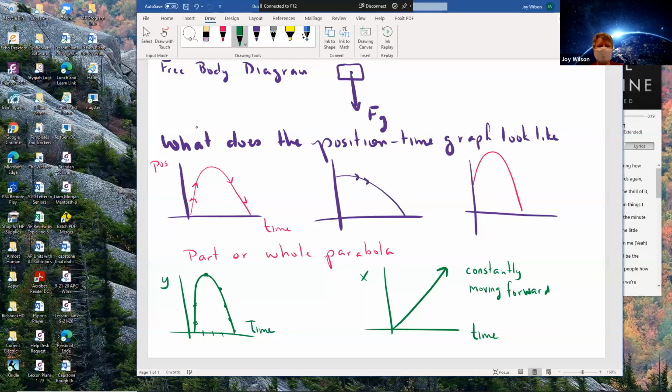So this part up here is overall motion. This is vertical motion. And this is horizontal motion. Okay.